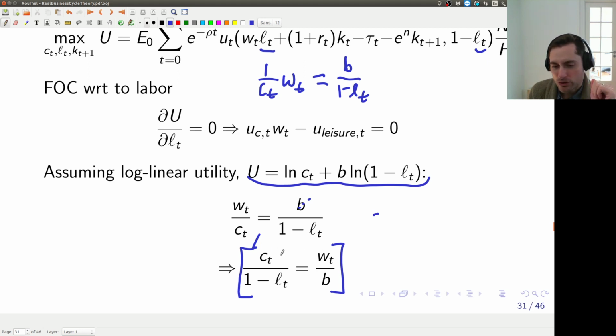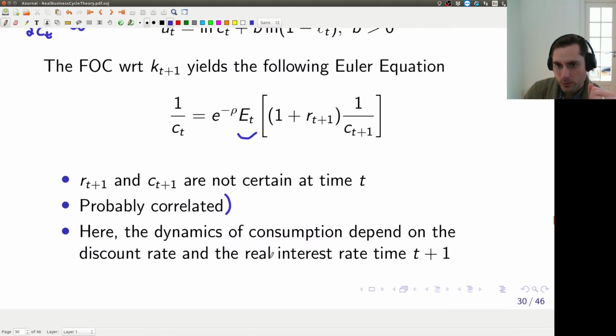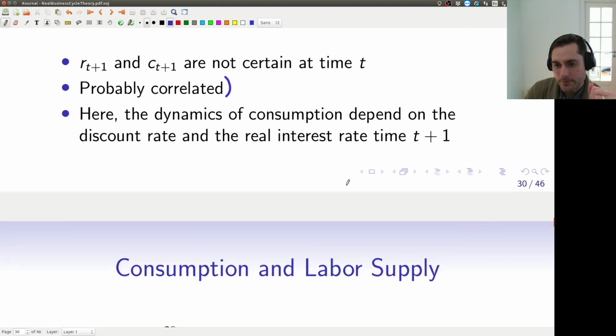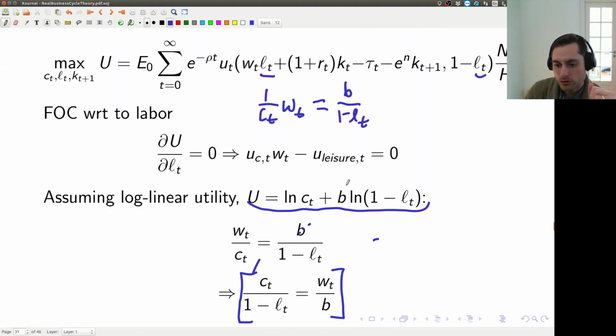And what you see is this totally makes sense. If the wage is higher, you're going to consume less leisure, all else equal. If B is higher, if I care about leisure more, then all else equal, I'm going to consume more leisure. So, this is kind of an intuitive expression. So anyway, here we have an expression that has a C_t and an L_t in it. Up here we have an expression that has a C_t and a C_{t+1} in it. Hopefully that's enough for us to start thinking about the solution of this model. So let me stop there and start a new video.